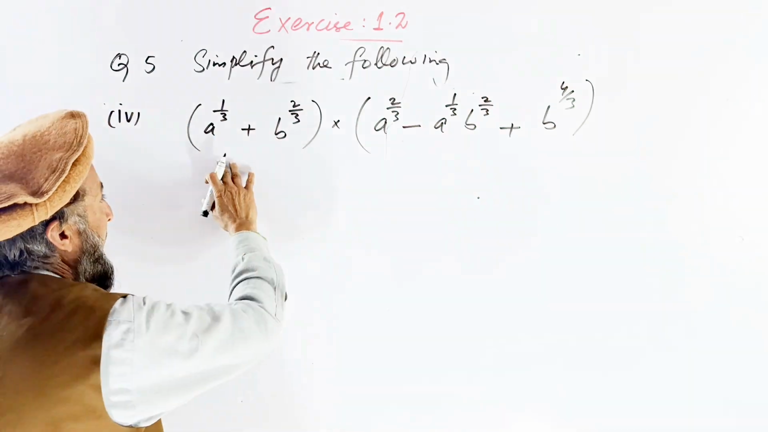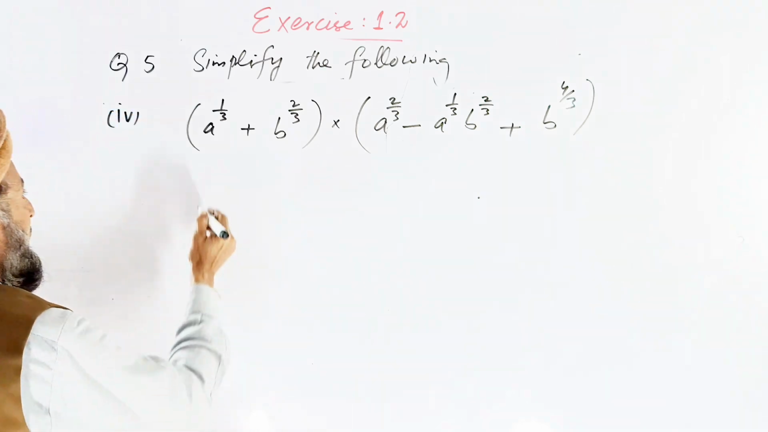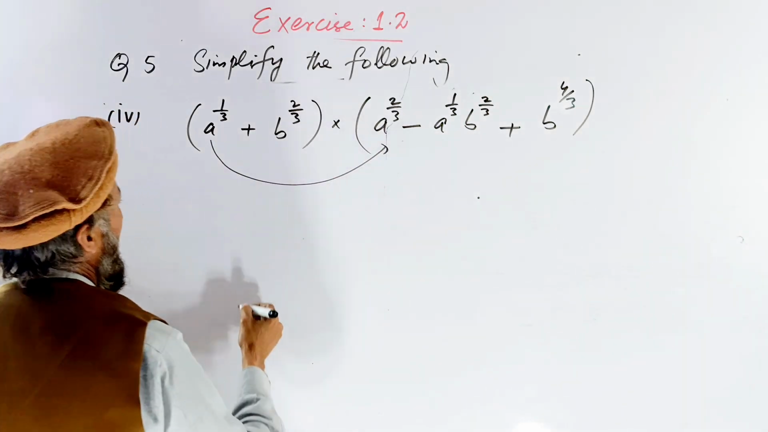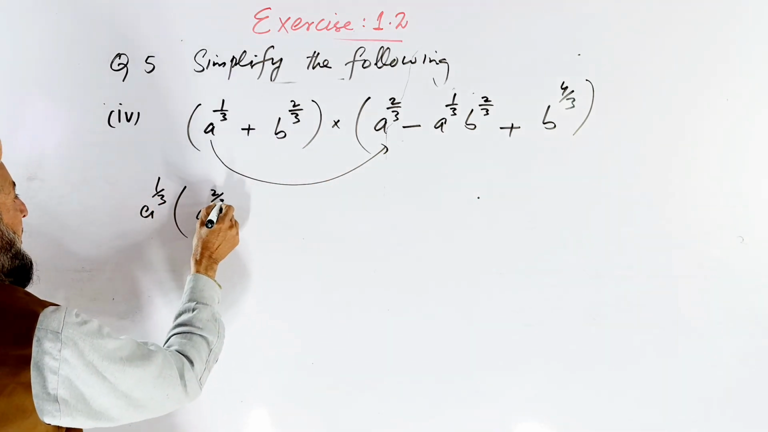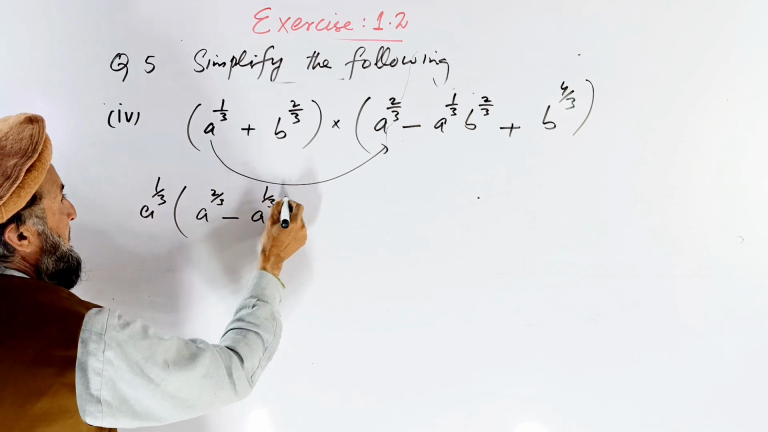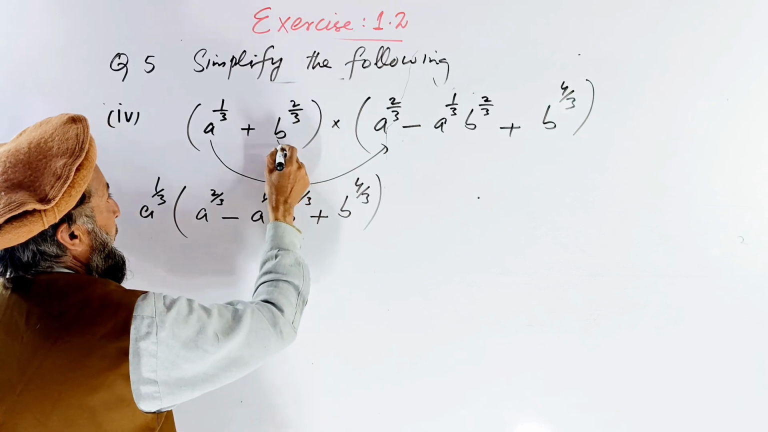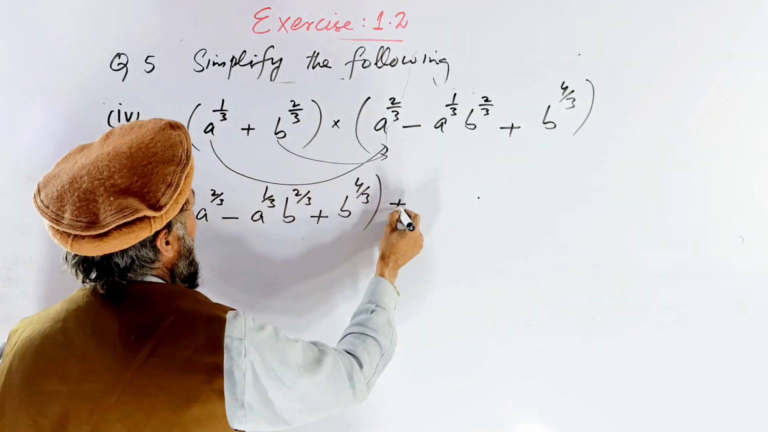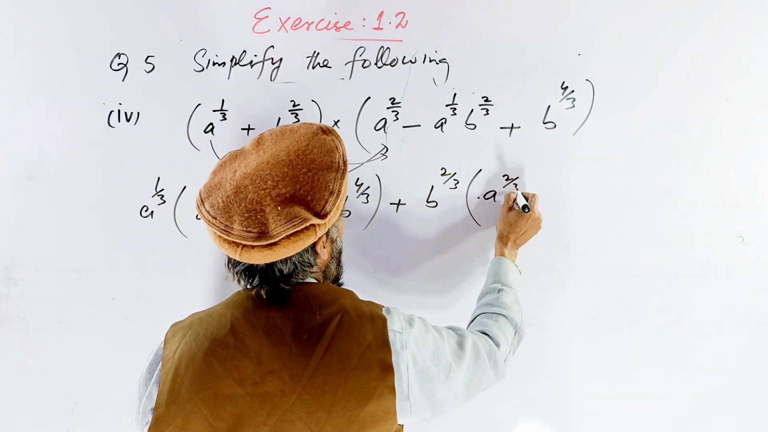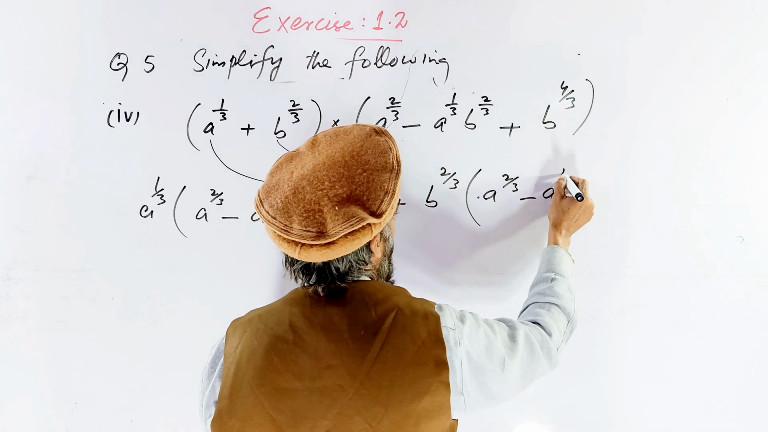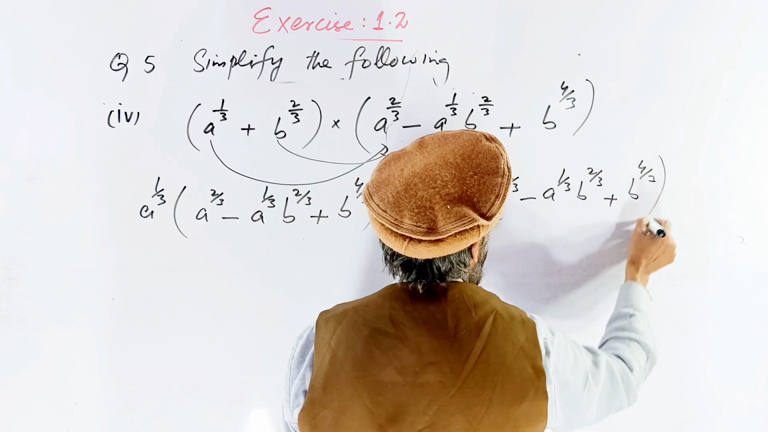Just we are multiplying first this term and also this term, then we use some exponent rules. First I am multiplying these terms. So a 1 by 3, we write the whole term a 2 by 3 minus a 1 by 3 b 2 by 3 plus b 4 over 3. Similarly, we are here multiplying the same, plus b 2 over 3 a 2 by 3 minus a 1 by 3 and b 2 by 3 and plus b 4 over 3.